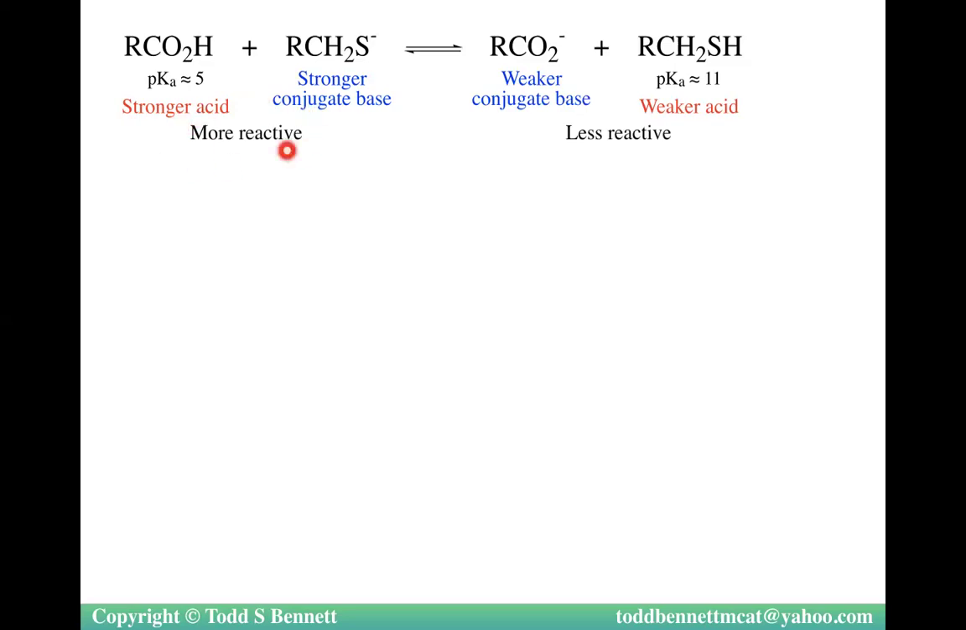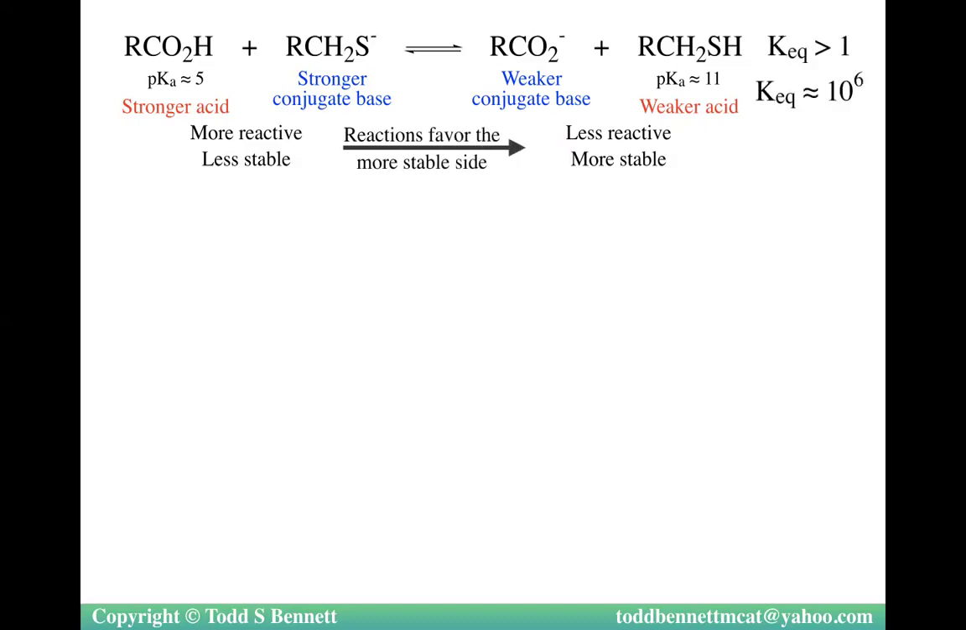Again, stronger reagents are more reactive, weaker ones are less reactive. More reactive means less stable, less reactive means more stable. Things always want to go in the direction of more stable. K equilibrium is greater than 1. K equilibrium is around 10 to the 6, just like we just calculated. Okay, I said 10 to the 5, but apparently I'm calling the thiol 11 here. So 11 minus 5 is 6, so around 10 to the 6. Okay, so far so good.